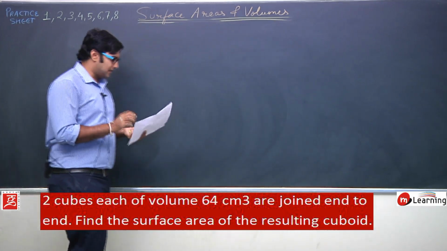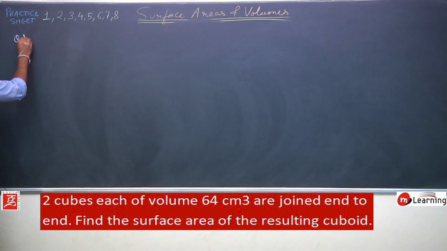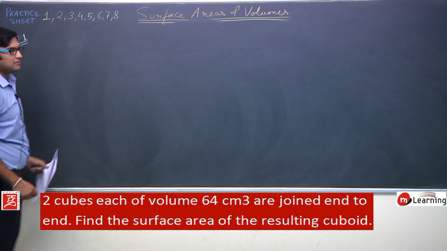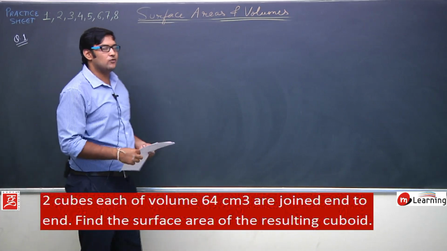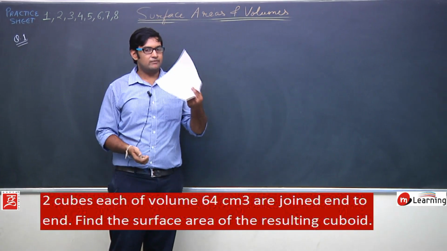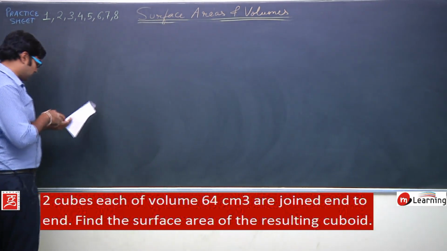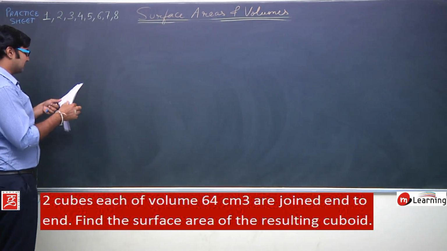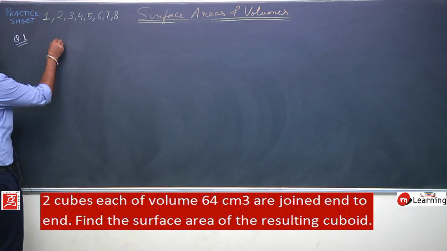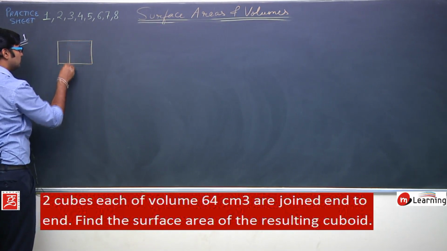Okay, for that let us first draw a diagram, because in this chapter the diagram is very, very important. If you are able to visualize the diagram of any question, this chapter will be very easy for you to understand. So let us draw the diagram. It says that there are 2 cubes. This is, let us say, the first cube.